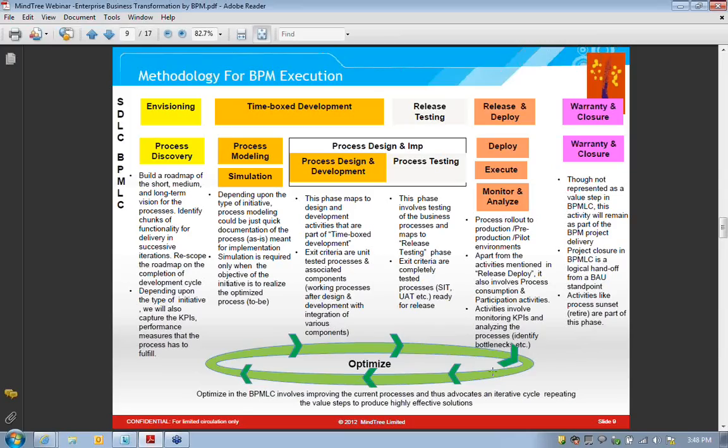What we are trying to do over here, the traditional software development lifecycle, SDLC, is mentioned on the horizontal line up front in the top corner. Then subsequently, I have mentioned something called BPMLC, the BPM lifecycle. So we are trying to map the traditional software development lifecycle with the BPM development lifecycle.